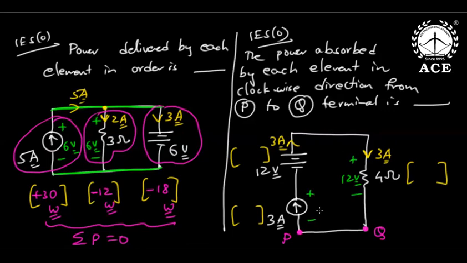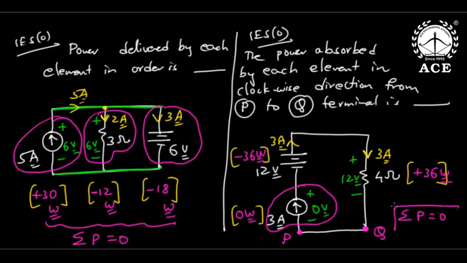No voltage here, no voltage here. Again, this is neither source nor sink, so power absorbed is 0 watts. Now this is a source; power absorbed is minus 36 watts. And this is a sink; power absorbed is plus 36 watts. So the answers are 0 watts, minus 36, plus 36. Again, sigma P is 0. That is Tellegen's theorem.